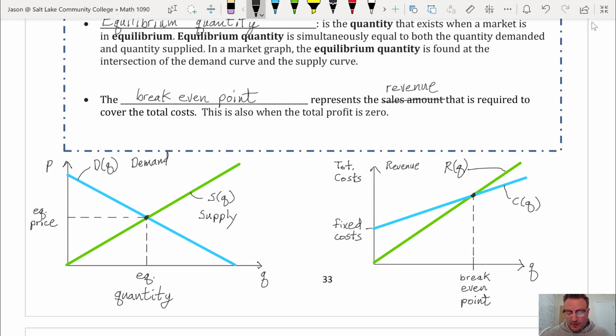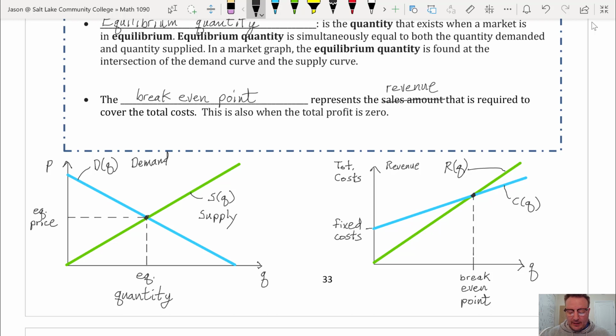Okay? When your quantity is somewhere between 0 and the break-even point, you're losing money. So the break-even point is where revenue and costs become equal for the first time, and then any quantity you sell beyond that will be profitable.